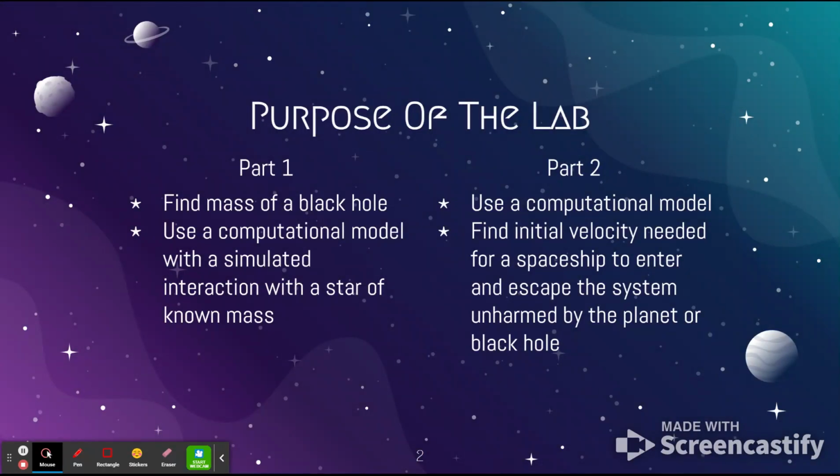The purpose of this lab is to use computational models to, in part 1, find the mass of a black hole using a computational model with a simulated interaction with a star of known mass. And for part 2, we will also use a computational model. However, in this part, we will be finding the initial velocity needed for a spaceship to enter and escape the system unharmed by the planet or the black hole in said system.